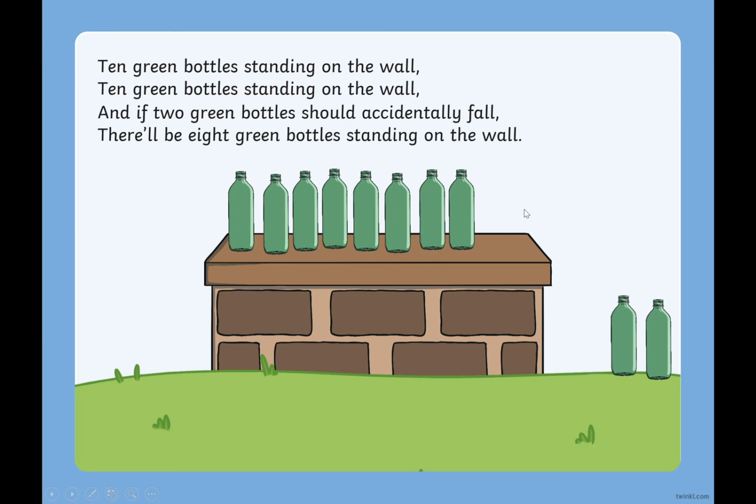We had 10. 2 have fallen down. Yes, that's right. There'll be 8 green bottles standing on the wall. So how many are standing on the wall? 8. And how many are on the floor? Yep, 2. And 8 plus 2 makes how many altogether? Yes, that's right. 8 plus 2 equals 10.